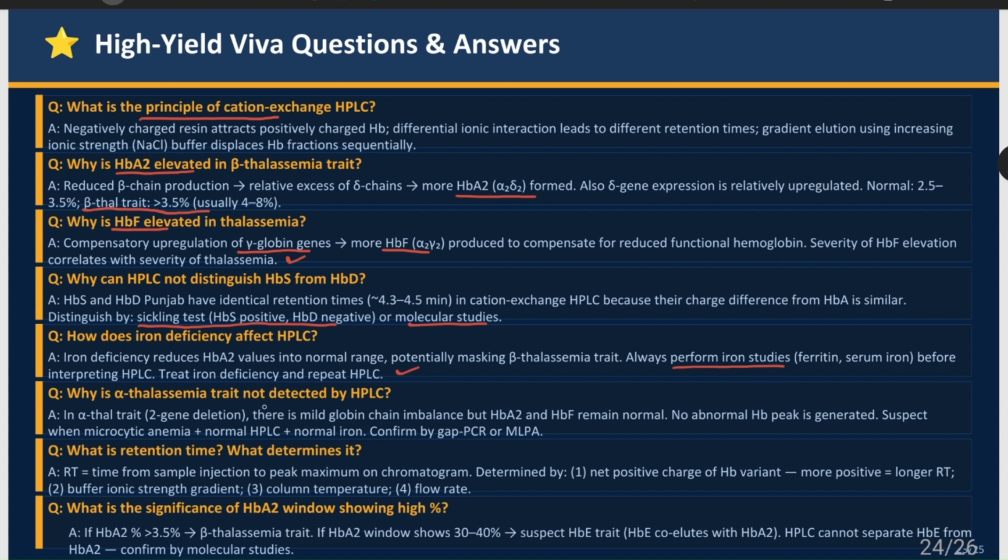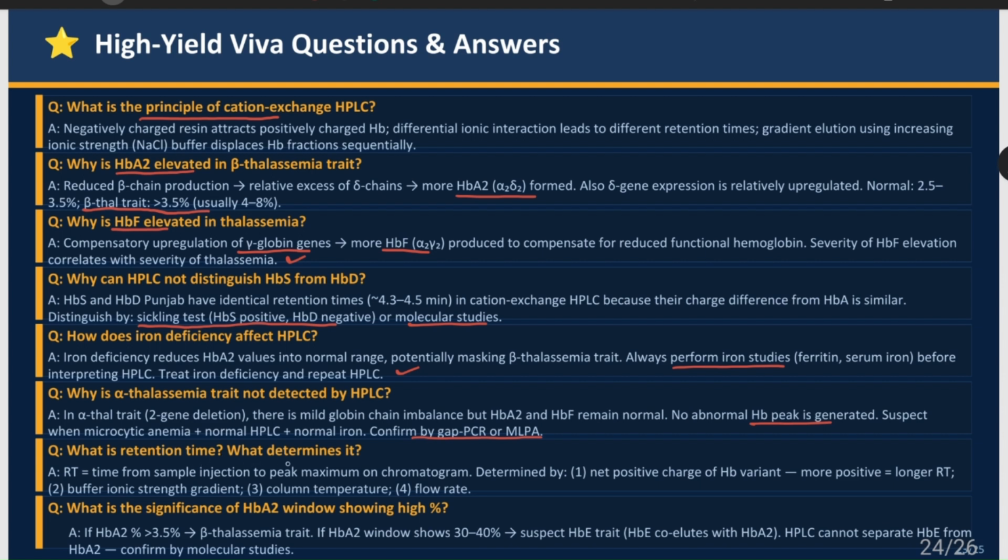Why is alpha thalassemia trait not detected by HPLC? Because in alpha thalassemia trait there is mild globin chain imbalance, but HbA2 and HbF remain normal. No abnormal hemoglobin peak is generated in HPLC. Hence, we should suspect alpha thalassemia if there is microcytic anemia with a normal HPLC report and normal iron profile, and we should confirm it by gap PCR or MLPA.